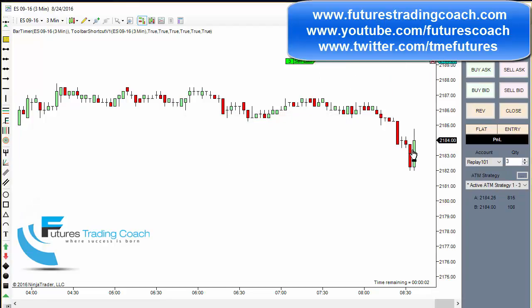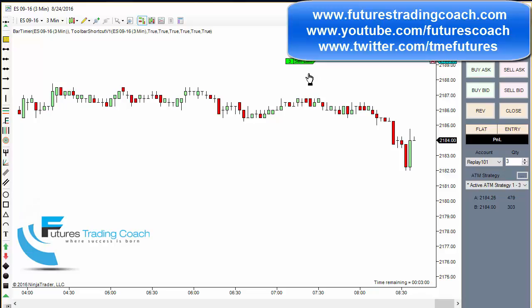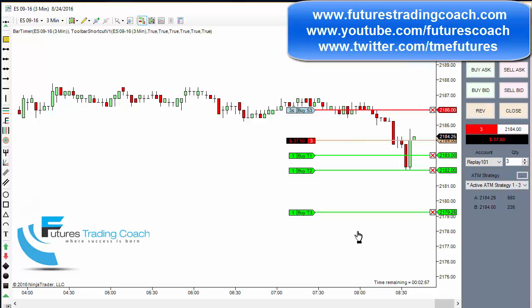The candle now closes 2084. I'm going to look to get short on a limit order. Once I get filled at 2084, I've got my stop set 2 points above, and again, in crude and gold, it would be 20 ticks. I've got my first target, my second target, and my third target, and that's how you're going to get into the trade. Again, I'll go over management of the trade in another video based on 2 contracts, 3 contracts, and different things.